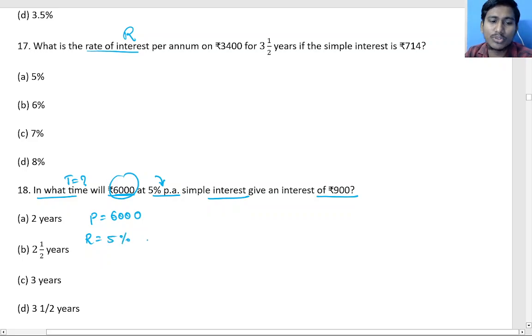5% per annum. Okay now, and interest is how much? Interest is 900 rupees. We have to find the time. So time, how will you find?